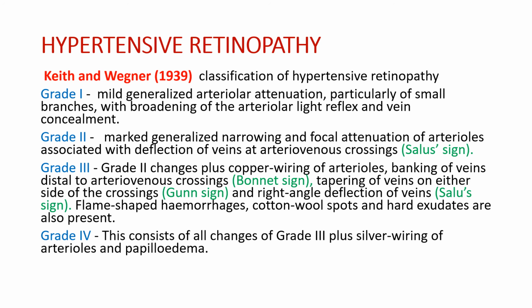Grade 3. Grade 3 is grade 2 changes plus copper wiring of arterioles, banking of veins distal to AV crossings, which is called Bonnet sign, tapering of veins on either side of the crossings, which is called Gunn sign, and right angle deflection of veins, which is called Salus sign. Apart from this, there can be flame-shaped hemorrhages, cotton wool spots, and hard exudates. Grade 4 hypertensive retinopathy. This consists of all changes of grade 3 plus silver wiring of arterioles and papilledema.